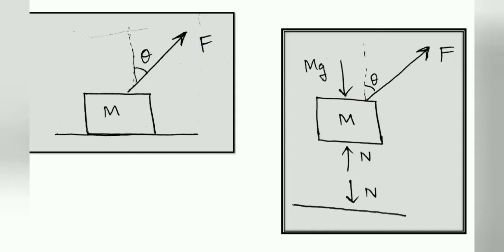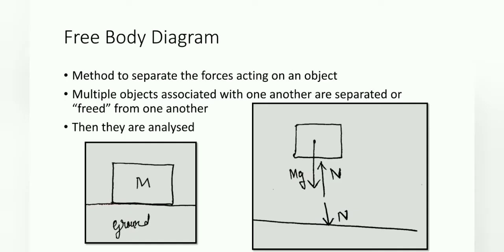Okay, so what do we exactly do in case of free body diagram? What we do is that we separate the forces acting on an object. That means multiple objects associated with one another are separated or freed from one another. We are having many objects on top of each other, or connected in any manner. Now we have to free them, separate them, and then separately analyze each object so that our problem gets simpler.